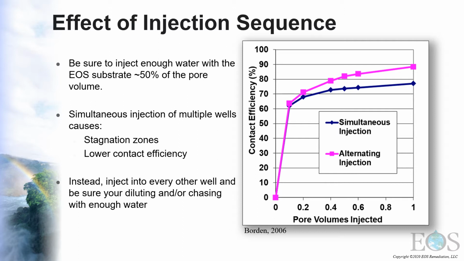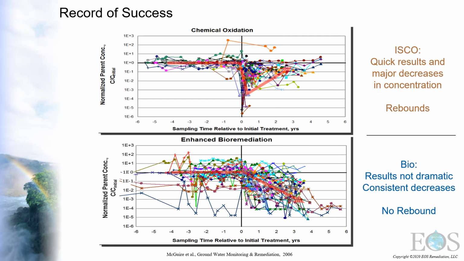So to increase our contact efficiency and eliminate those stagnation zones, we recommend alternating your injection wells so that you inject every other well, leaving a space in between or an injection well in between. And you can see when we do that, that's depicted by the pink line on the graph, that you basically get about a 10% increase at the same pore volume dosing or injection by alternating your wells. So instead of getting 70% contact efficiency, by alternating, you're getting over 80% contact efficiency.